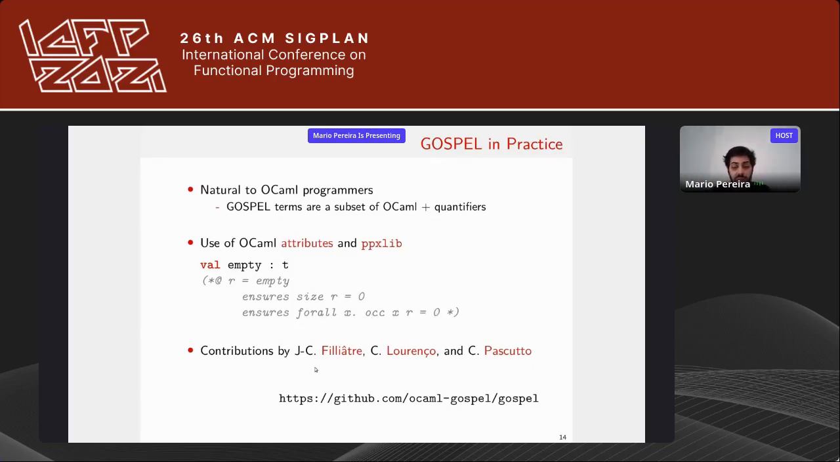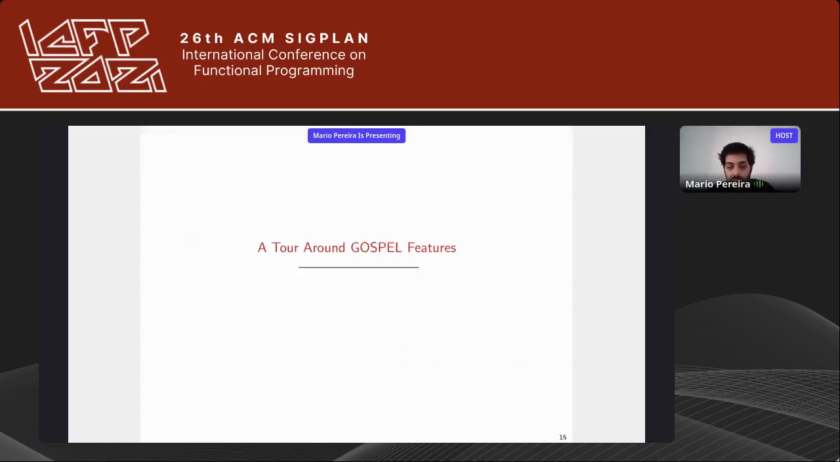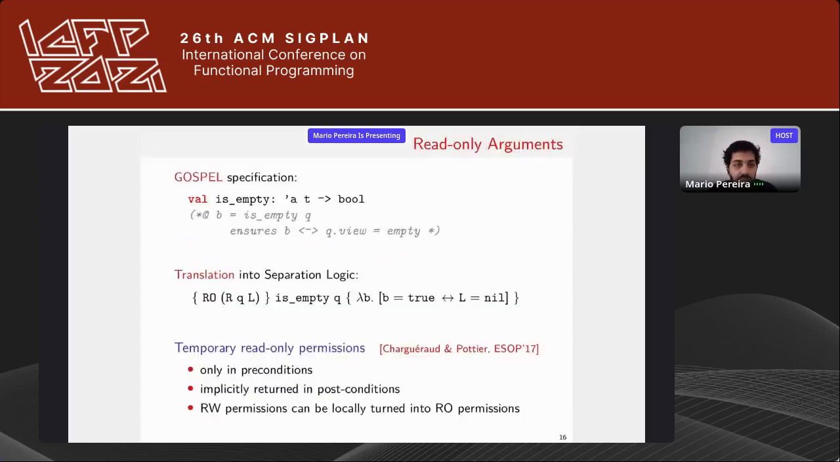Gospel is under active development, and contributions are mainly due to myself, Jean-Christophe Filliâtre, Cláudio Lourenço, and Clément Pascutto. The link to the GitHub repository is given below. All right, so let's take a tour around gospel features and now focus on the translation part.